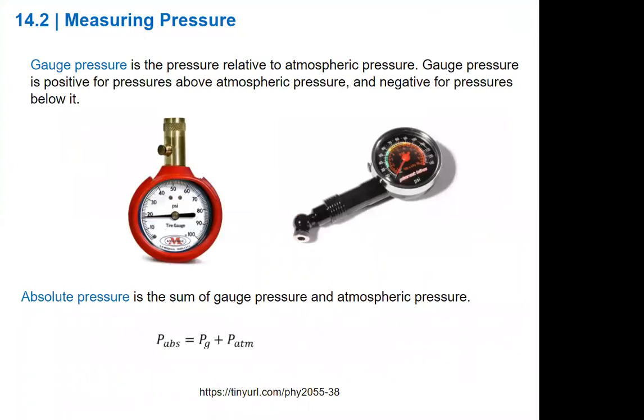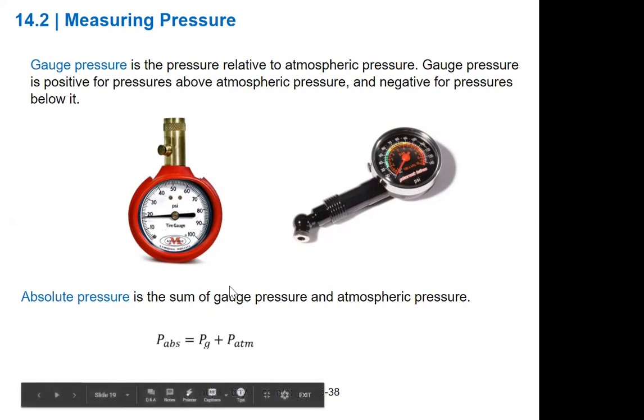So next, let's take a look at the device that we often use to measure pressure. It's called the pressure gauge. The pressure gauge reads the pressure with respect to the atmospheric pressure, not the actual absolute value. So this is relative pressure.